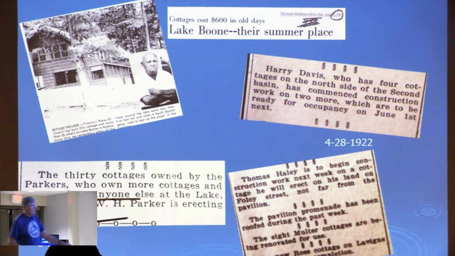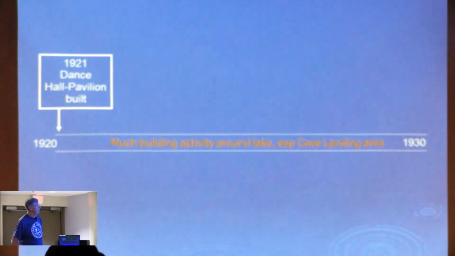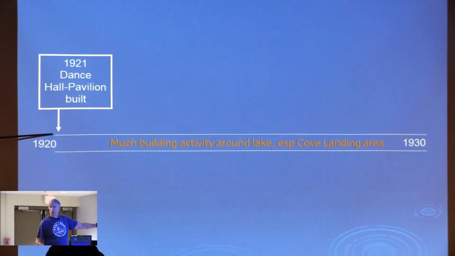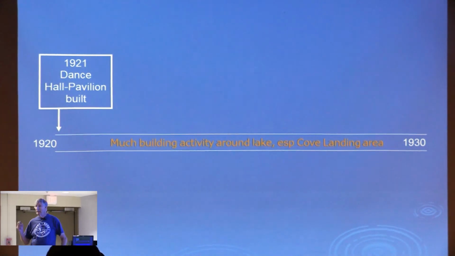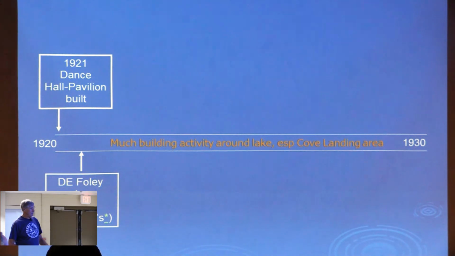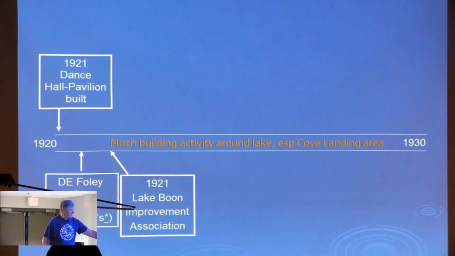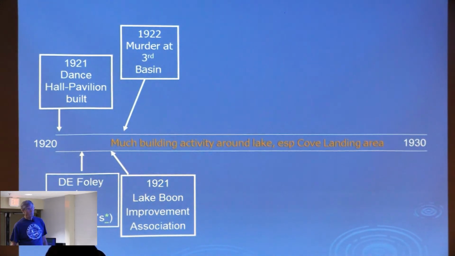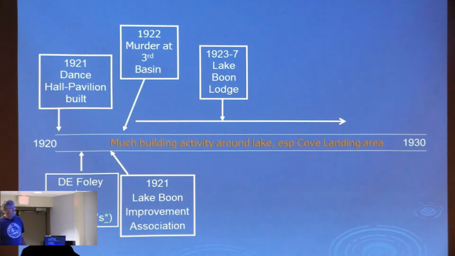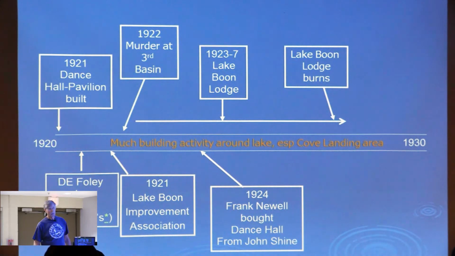The other thing that happened in the early 20s, the Pavilion Promenade. That's here. This is when the dance hall pavilion was built. Interestingly, this is the same year the Hudson Movie Theater was built. Foley Store, later Monahans, went through several iterations. Lake Boone Association, its predecessor. Oh, the first murder. We'll get to those in a moment. The Lake Boone Lodge, wonderful picture of it over there. The dance hall changed hands. The lodge burns.